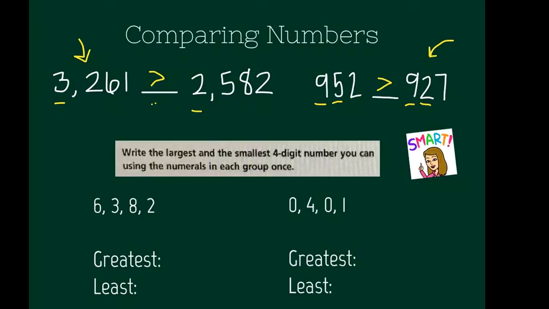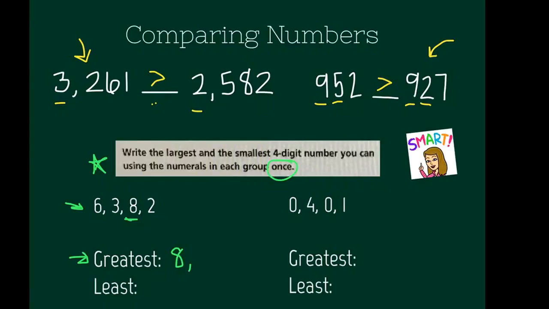Now I'm being given a different kind of challenge. The directions here say, write the largest and the smallest 4-digit number you can using the numerals in each group once. So, one number I'm looking at has given me the numbers 6, 3, 8, and 2 to work with. Well, in order to make the biggest number I possibly can, I'm going to want to put the bigger number, 8, in the largest place value. There's 4 numbers here, so I'm going to be in the thousands place. So I'm going to put the 8 out front.